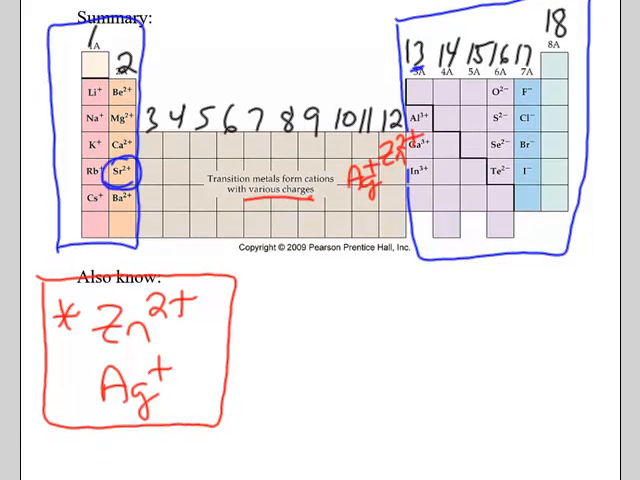On the non-metal side, remember you're going to subtract the magic number 8. So sulfur, for example, is in group number 16. The last digit of 16. Subtract the magic number 8. 6 minus 8 gives you a -2, and that's why sulfur is shown with a -2 anion.